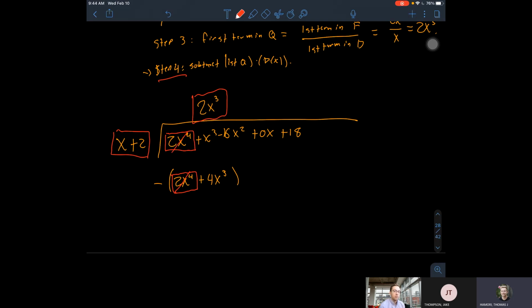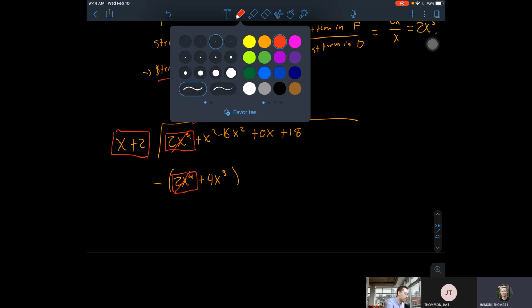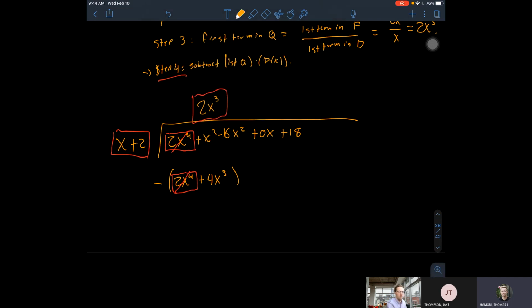Okay, that's why we choose 2x cubed, such that when we multiply it by x, we get the same thing as the first term of our dividend. And we're trying to cancel that out so that we get a simpler polynomial in the end. Okay, so those two cancel, and then we just subtract 4x cubed from x cubed, and we get negative 3x cubed, and then we just let the rest of it come straight down. Negative 16x squared plus 0x plus 18.